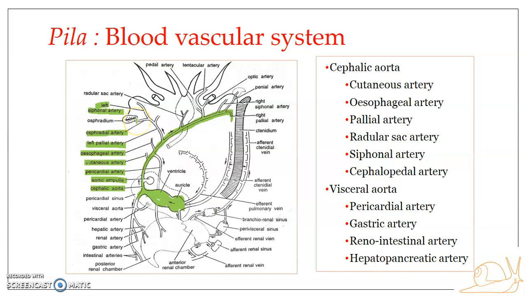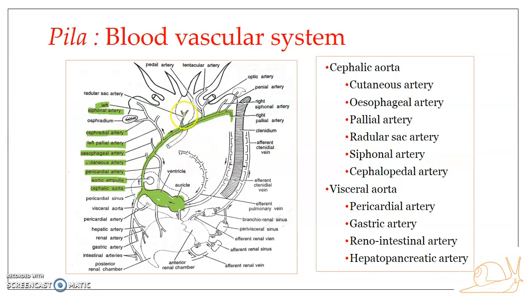The osphradium is a chemosensory structure, isn't it? It is in the pulmonary chamber, or we can say on the left chamber of the mantle cavity. And the left siphonal artery is the blood vessel which supplies the left nuchal lobe. The nuchal lobe is otherwise known as a siphon, isn't it? So the left nuchal lobe is supplied by the left siphonal artery, which is a branch of the left pallial artery. So that was the fourth one.